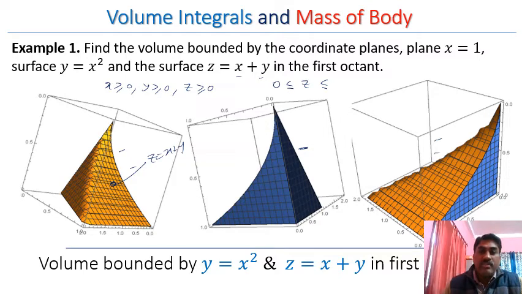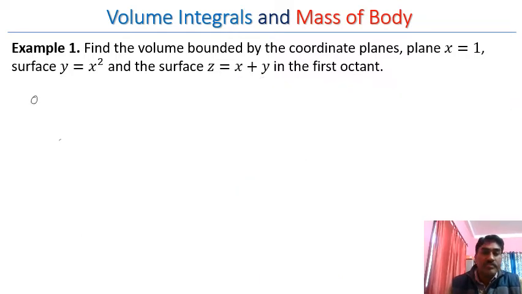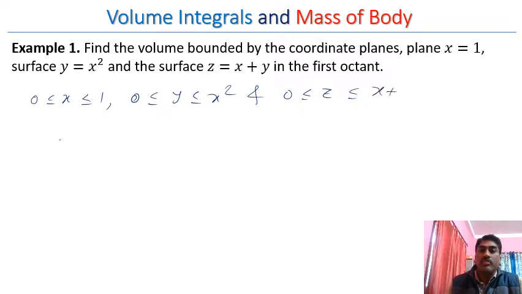So the lower limit of z is 0, and the upper limit at any point x, y on the coordinate plane, the corresponding value of z is x plus y on this plane. So the upper limit of z is x plus y. Finally we have got that x varies from 0 to 1, y varies from 0 to x square, and z varies from 0 to x plus y.